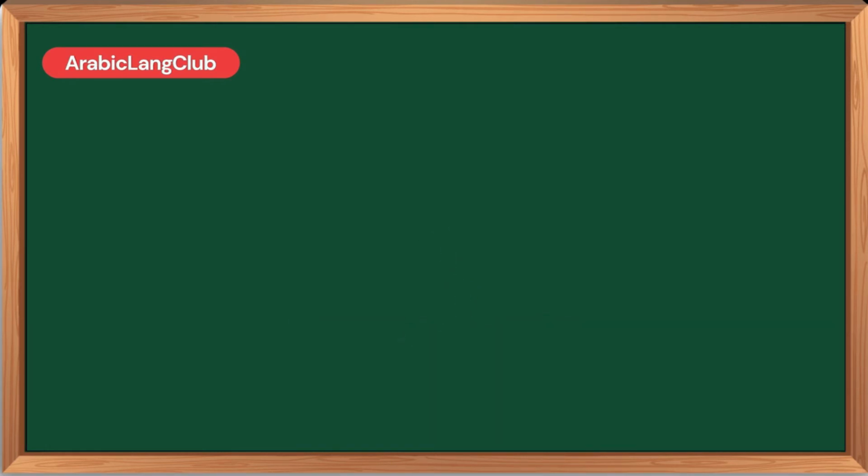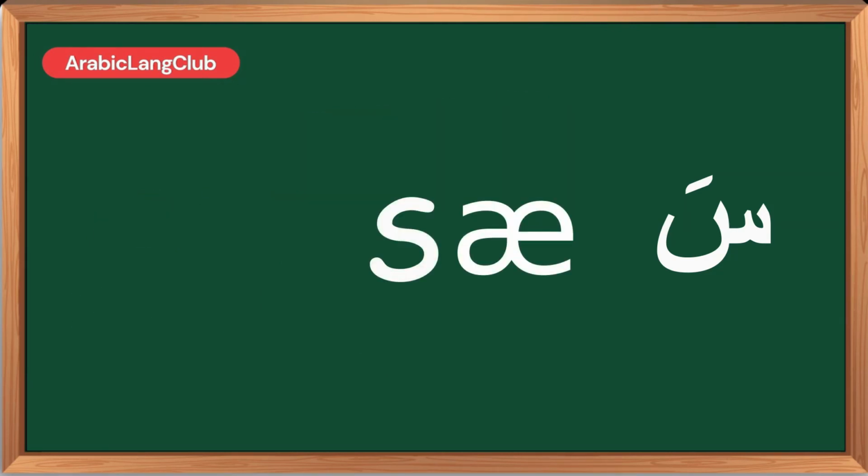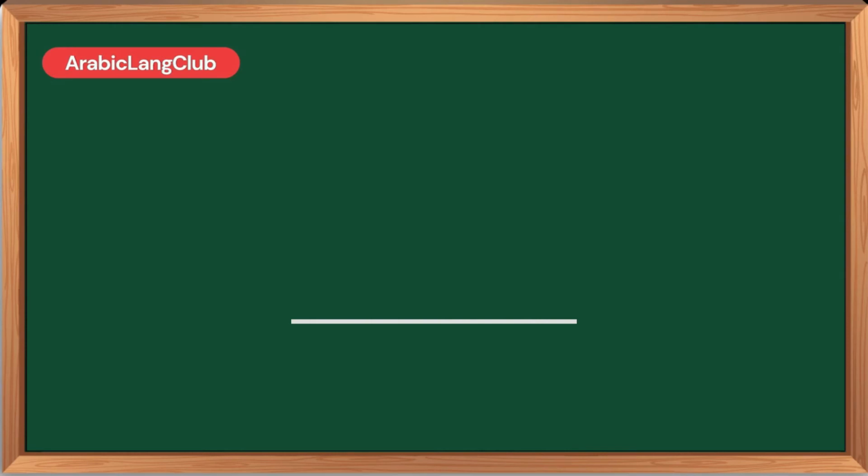After that, we have the letter Sa, like in the word Samaka. The sound is just like the letter S in the word Saturday. To write the Sin down, pull down around up twice and then pull down around but deeper.